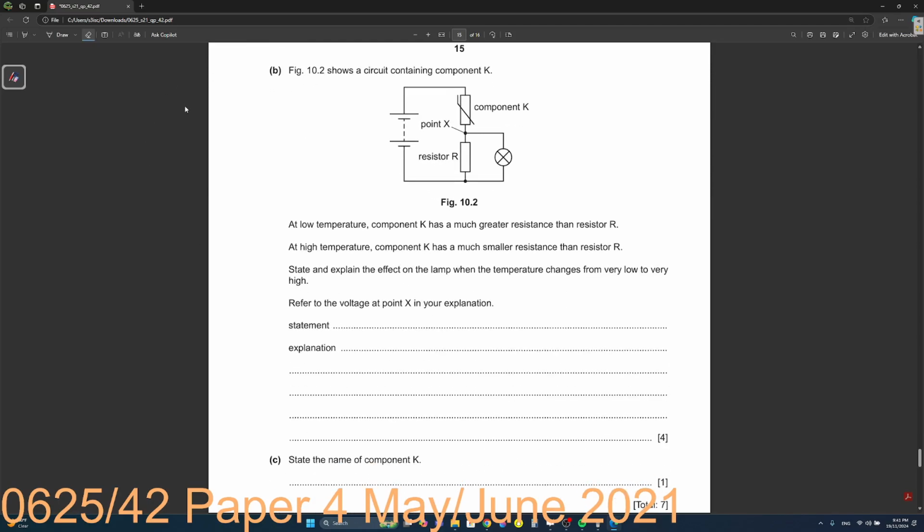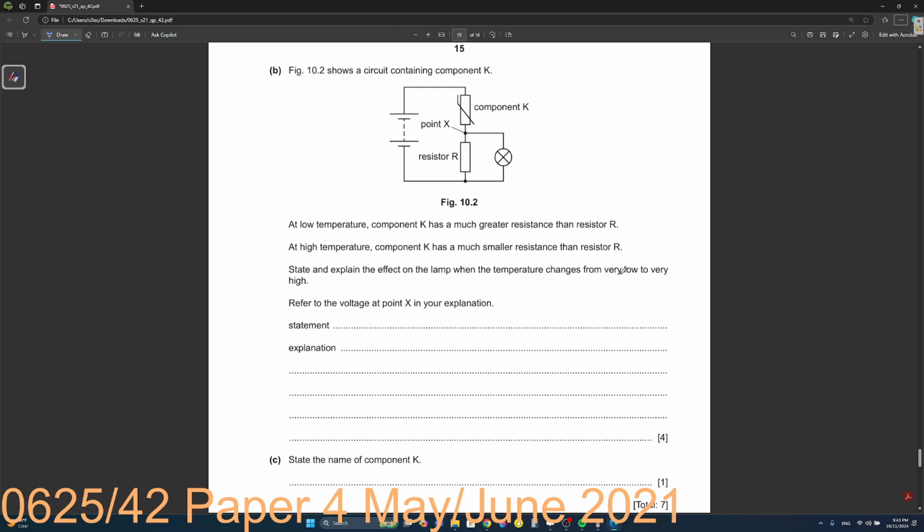Okay, sorry. Figure 10.2 shows a circuit containing component K. So this is component K. At low temperatures, component K has a much greater resistance than resistor R. And at high temperatures, component K has a much smaller resistance. State and explain the effect on the lamp when the temperature changes from very low to very high. Refer to the voltage at point X in your explanation.